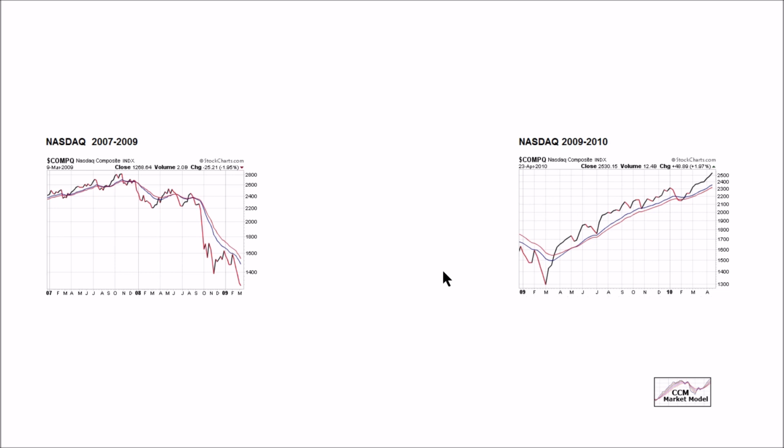The NASDAQ, you can see we get a bearish cross here in 2008 and never get a bullish cross during the whole financial crisis bear market. You can see we get a bearish cross here early in calendar year 2008. Blue never retakes red during the entire financial crisis bear market, telling us that the probability of this being a counter trend rally remained relatively high.